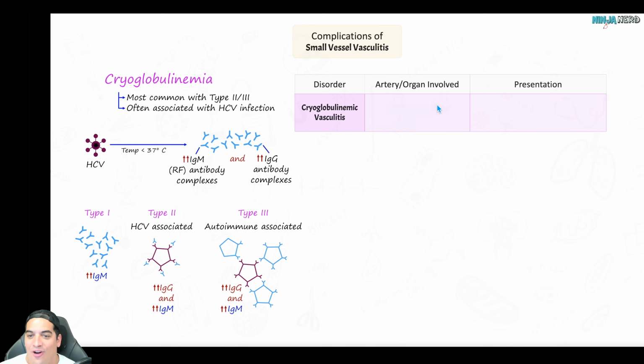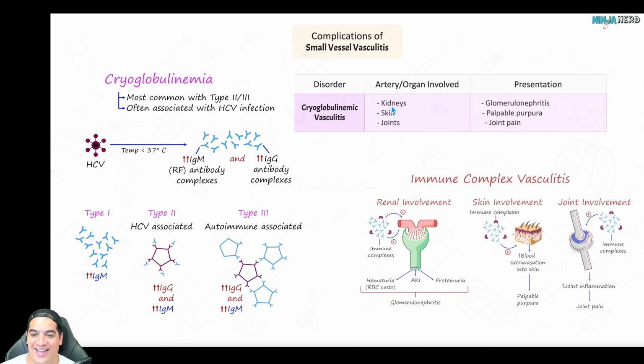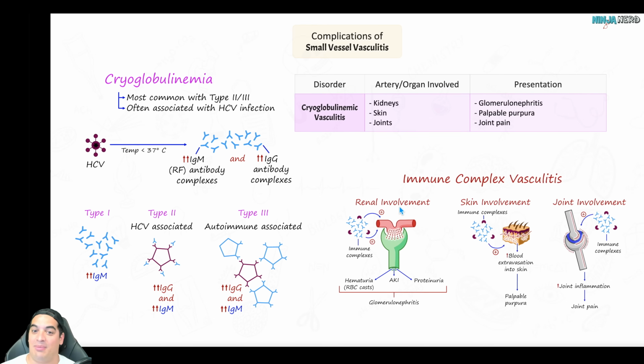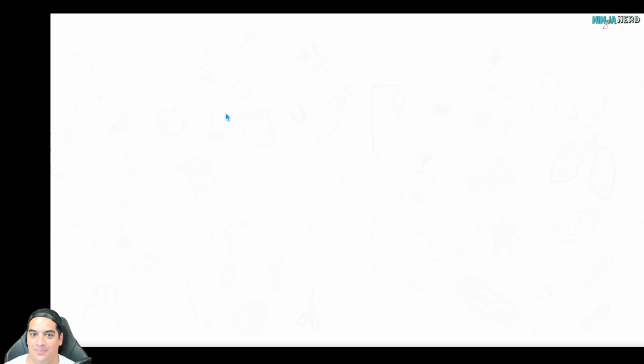Now, the artery and organ that's involved is exactly the same as IgA vasculitis. It's the renal, so they can precipitate glomerulonephritis, the skin, so they can precipitate palpable purpura, and the joint involvement, so they can precipitate joint pain. This is the big thing, but look for hepatitis C virus infection as the potential trigger here.